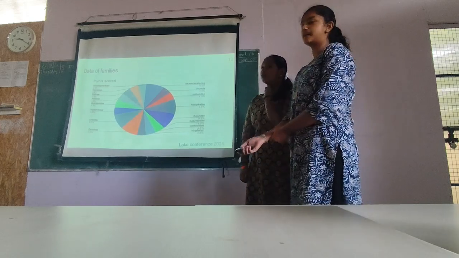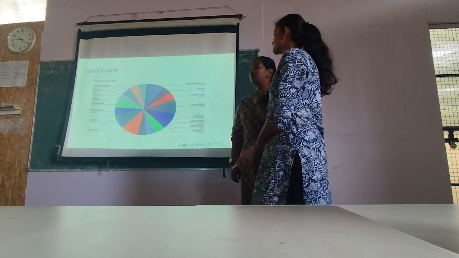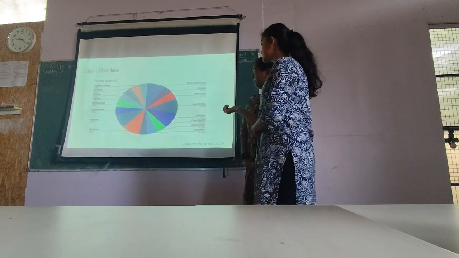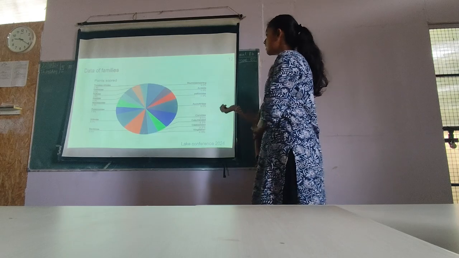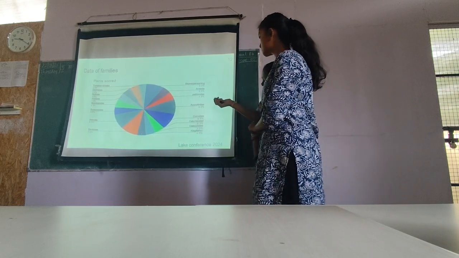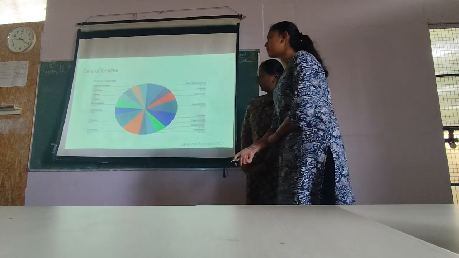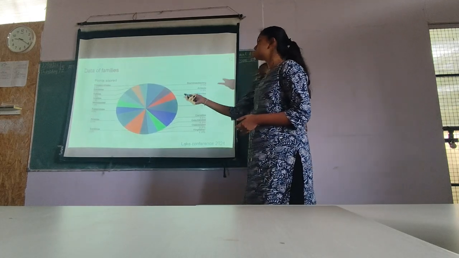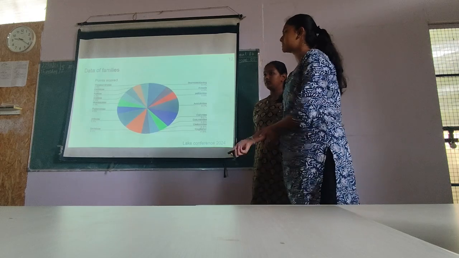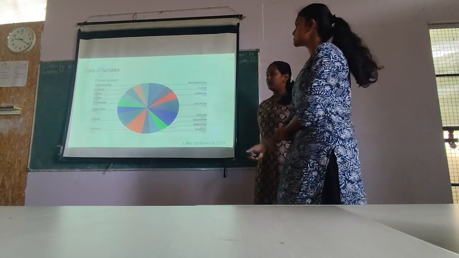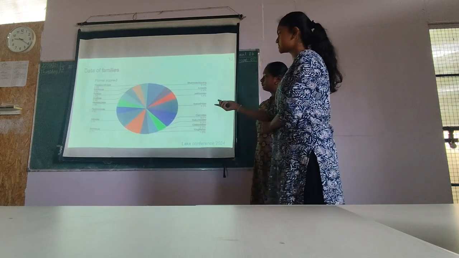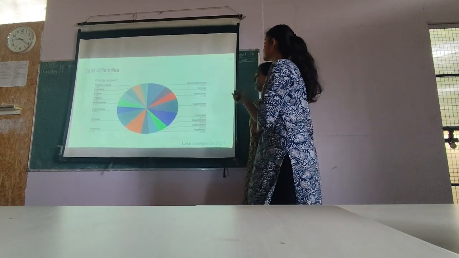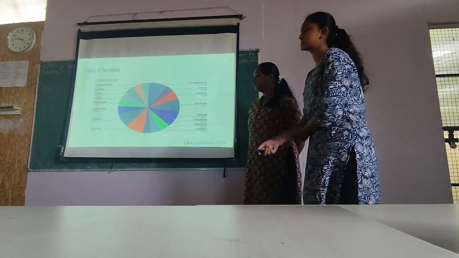Here's the data of the families. So the most common families are the Sturnidae, or the Starling family, the Accipitridae family, and the Corvidae family. So here there's a minor inconvenience caused. We accidentally mentioned Sturnidae twice. So instead of that, the value of Accipitridae will be 4.8%, and the value of Sturnidae, the Starling family, will be 14.3%.